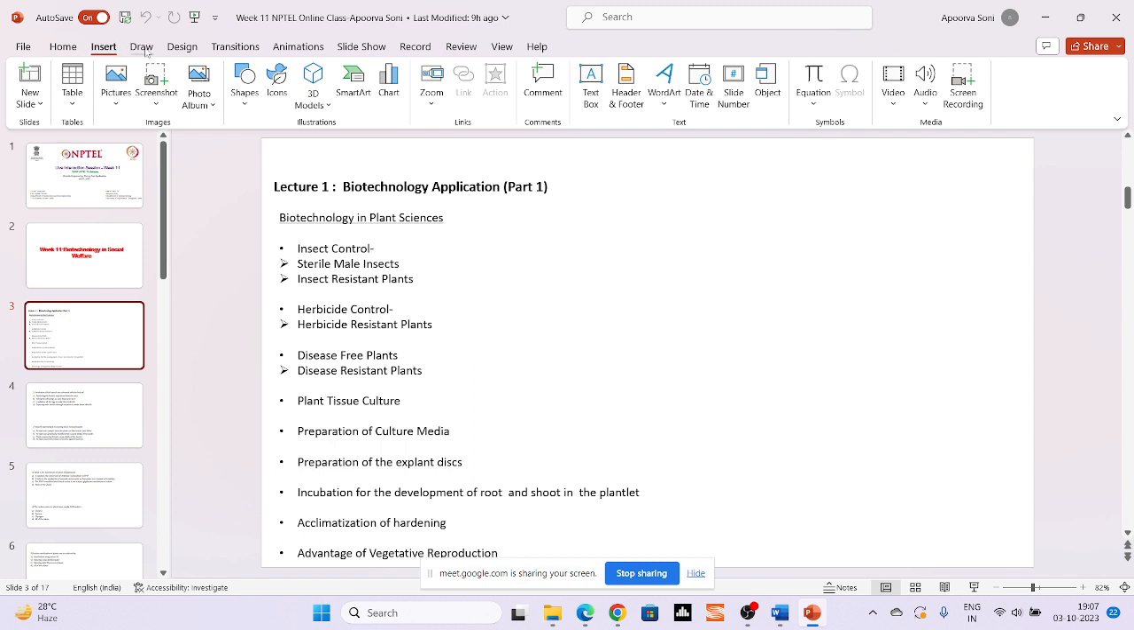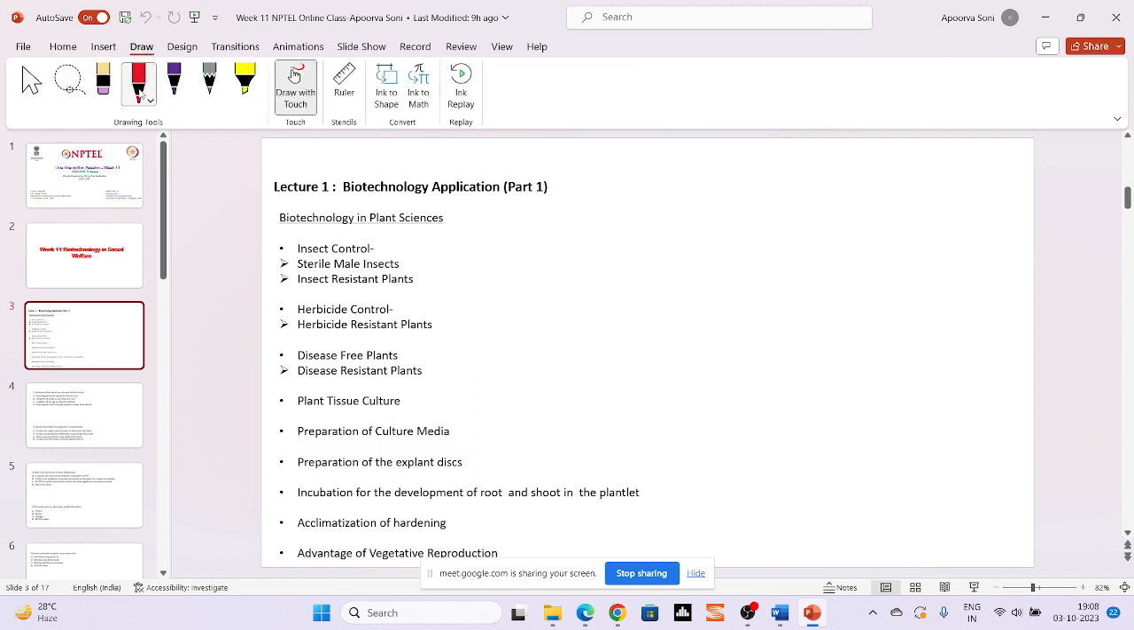In plant sciences, we studied that recombinant technology and biotechnology is used for insect control, sterile male insects, insect resistant plants, herbicide control, making herbicide resistant plants, disease resistant plants, and plant tissue culture. What is plant tissue culture? How to prepare the culture media? What is an explant, how to prepare the explant dishes, and all these things. Very quickly we'll have a quick recap of lecture 1, and then we'll move to the questions.